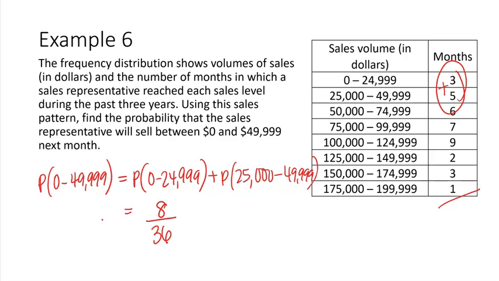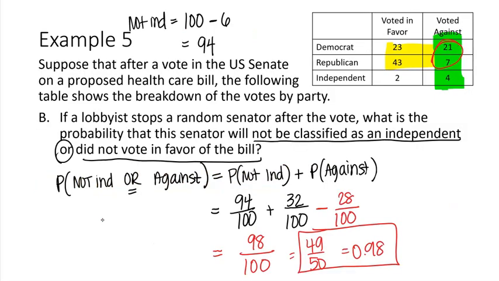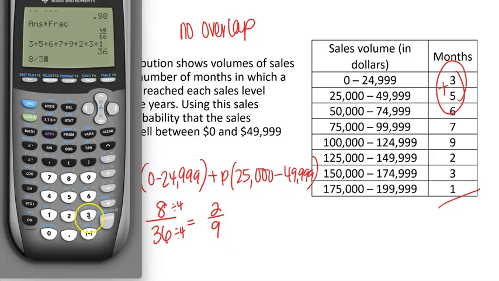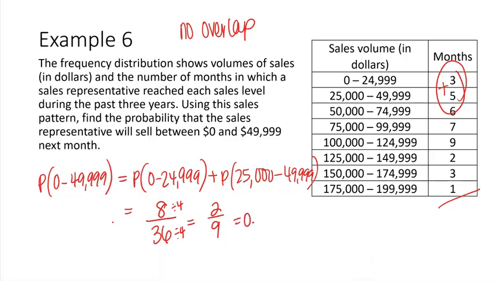The reason I'm able to do this is because there was no overlap to be concerned with. If there's no overlap, no duplicates, you can just add your groups up and be done. It's only when there are those duplicates, those overlaps, that you have to really remember to subtract out or follow the formula. So 8 out of 36, I can divide that by 4 to reduce it: 2 out of 9. Right, 8 divided by 36 as a decimal, 0.22.